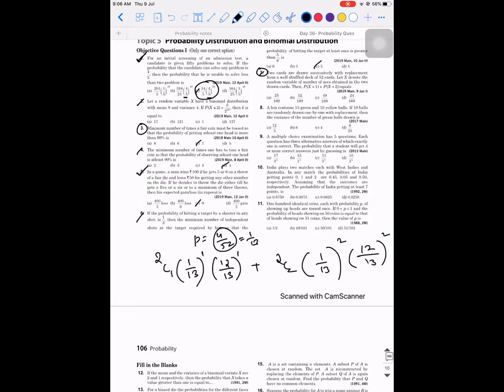Sir, but then why isn't it 52C1? Because only 2 cards are drawn, no? How many trials are there? This 2 stands for the number of trials, no?